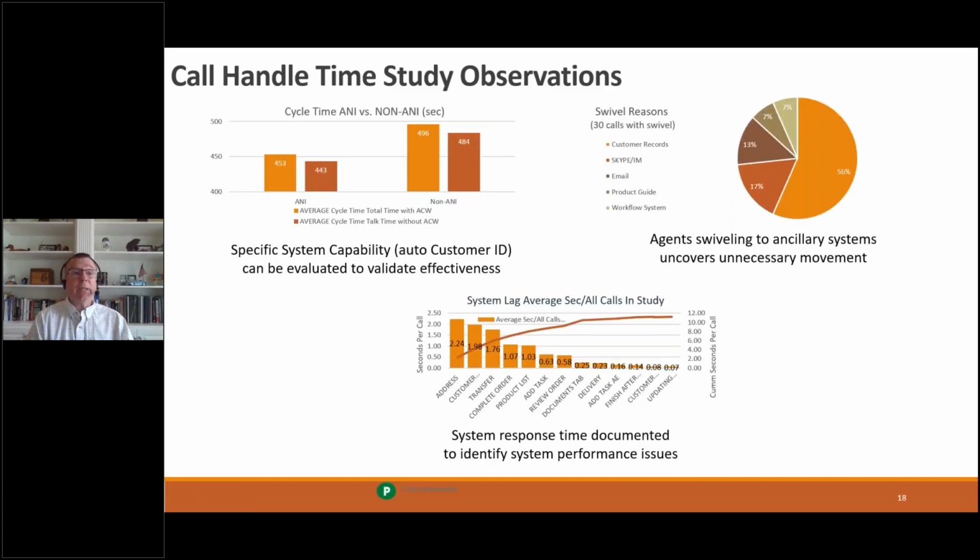Some additional examples here is a case where we introduced some automation to identify caller, kind of like a caller ID. We call that our Annie. And you can see the difference in cycle time when the system is able to identify the customer versus when the agent has to do it on their own. So this is really good, again, for those developers to understand, hey, we put in a change, how much improvement did we get? Did we get what we thought we were going to get?